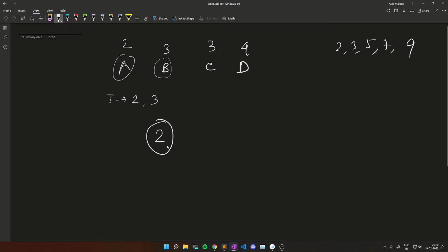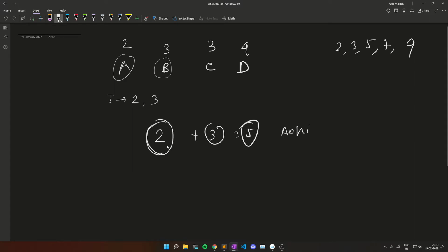Now if Takahashi chooses 2, then Aoki will choose 3, because 2 plus 3 will be 5, which is a prime number. So Aoki will win this time.